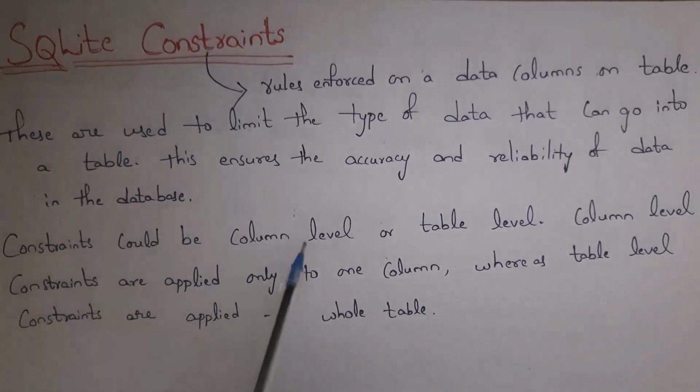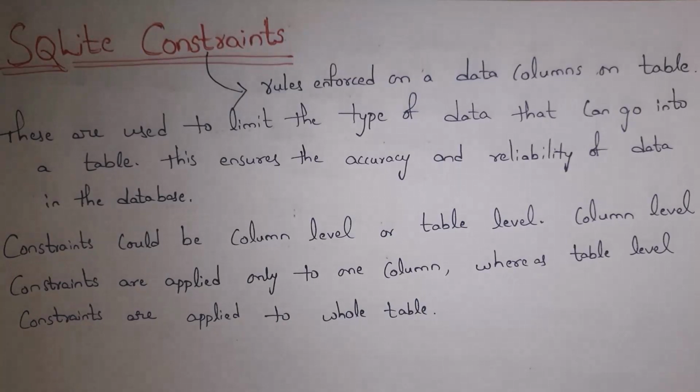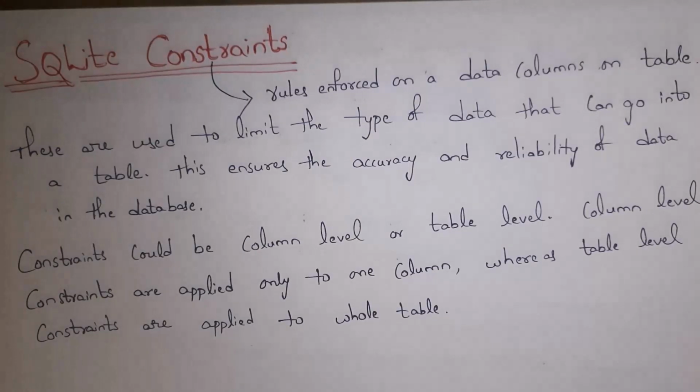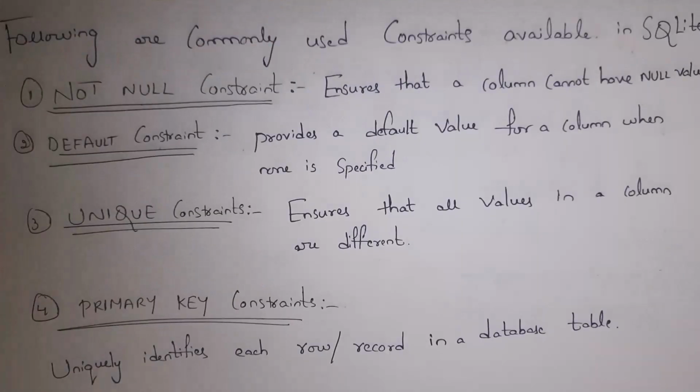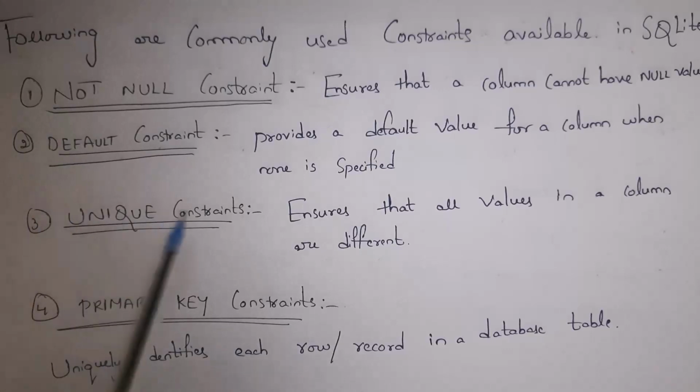Constraints could be column level or table level. Column level constraints are applied only to one column, whereas table level constraints are applied to the whole table. Guys, I will give an example so that you can clearly understand the use of these constraints. In SQLite there are 4 types of constraints. They are not null constraint, default constraint, unique constraint and primary key constraint.